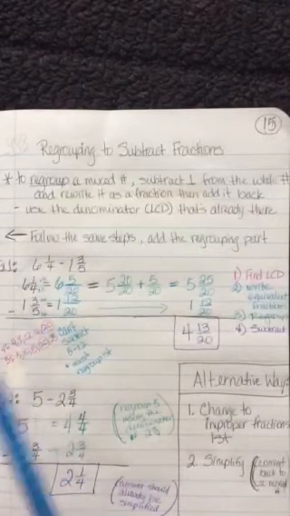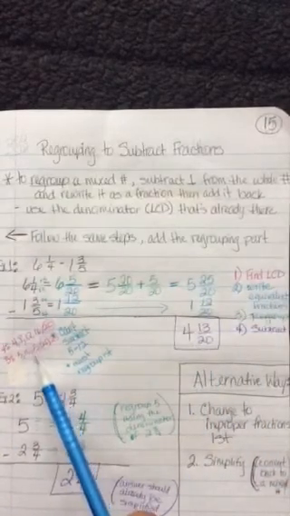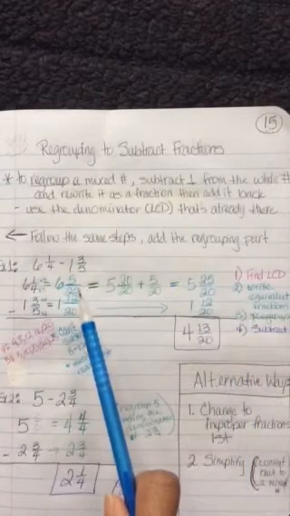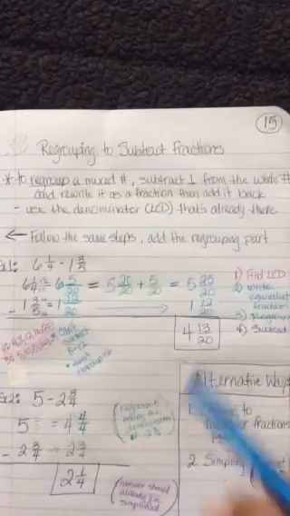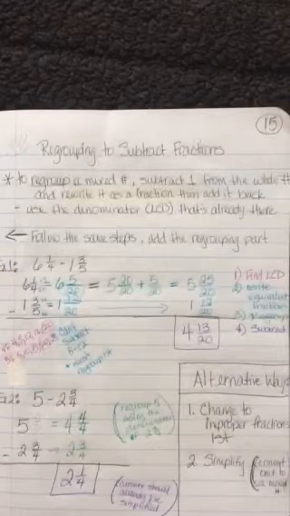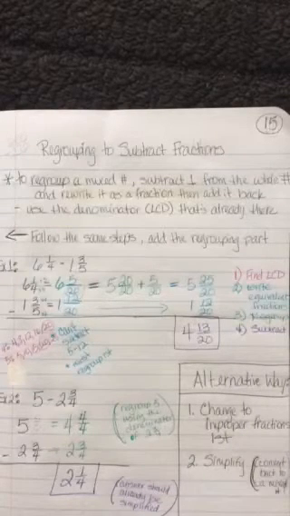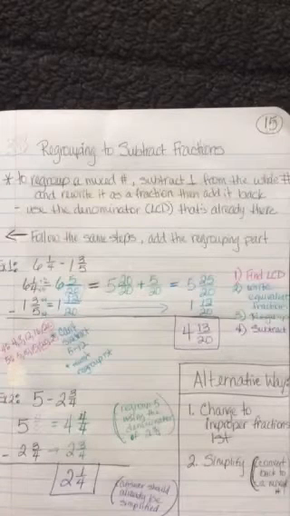So I'm going to start out with the same steps. First, I'm going to find my least common denominator. Then I'm going to take that denominator and write my equivalent fractions. Now from there, when I get ready to subtract, I've got 5 minus 12. I can't take 12 away from 5. So therefore, I've got to regroup. There's no way that that's going to be 7 because that's a negative 7, and we don't want a negative numerator.